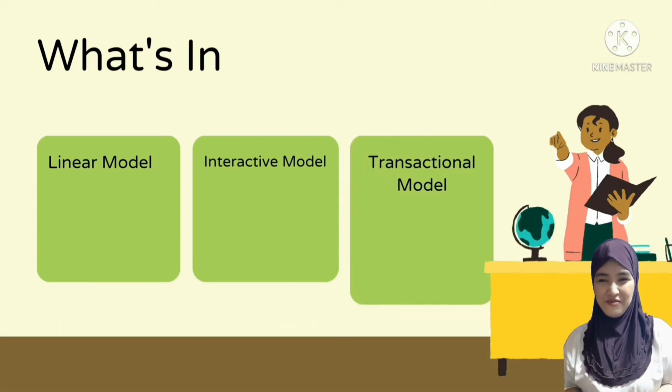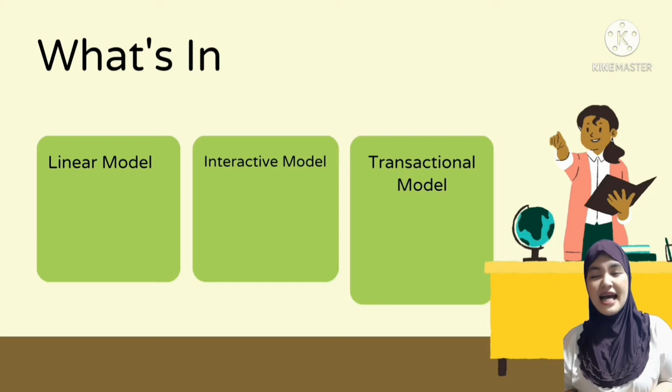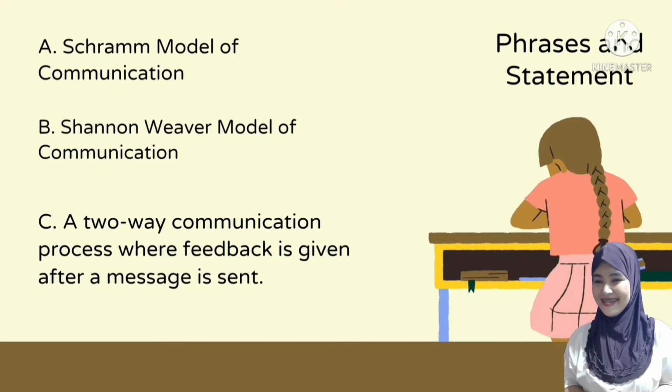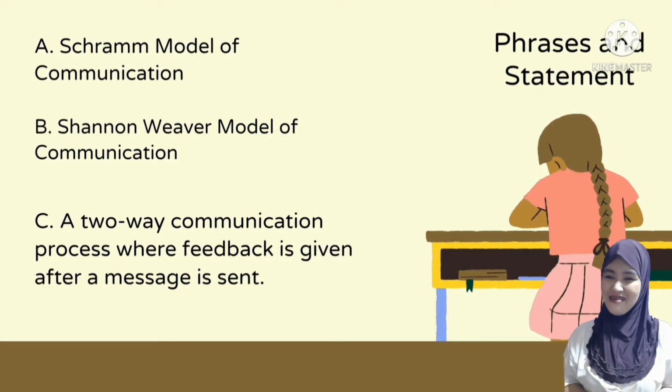You are seeing a chart with 3 columns. Each column is labeled with the 3 models of communication: the linear model, the interactive model, and the transactional model. You have to copy this chart in your notebook. Are you done? Awesome! Now, you are to put the following phrases and statements in the correct column. This may also be found in your self-learning module on page 4. These are the phrases and statements.